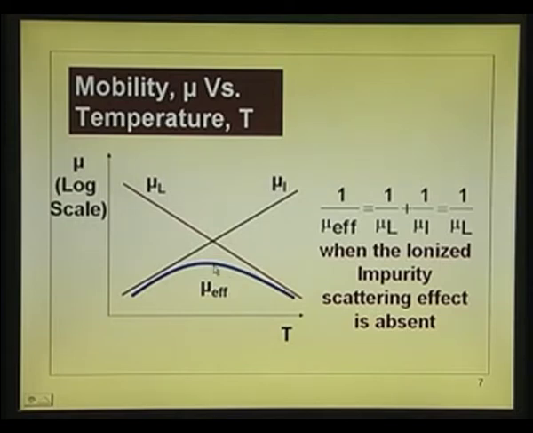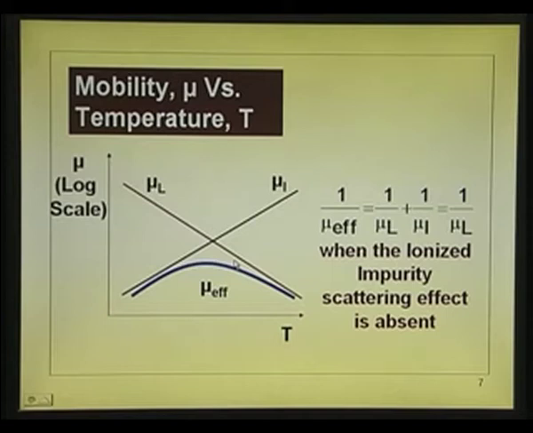There are several scattering effects. In fact, you can see 4 or 5 curves, but I have picked up the most dominant ones in order to avoid confusion, because all other things can be clubbed into this one, that is scattering mobility. So, now here lattice scattering mobility: mobility decreases with increase in temperature. What is it due to?